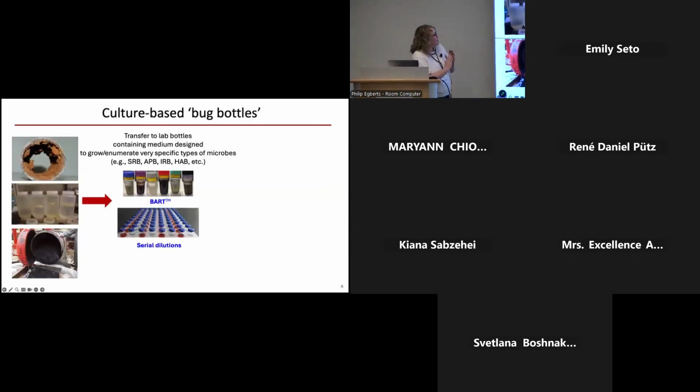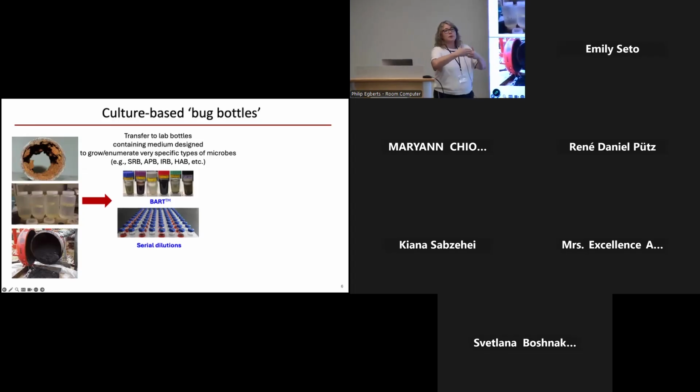Okay. So first, we can look at these culture-based bug bottles. Essentially what you're doing is taking some kind of environmental sample and putting it into liquid media that has been designed to culture certain types of microorganisms. So sulfate reducers, acid producers, iron-related bacteria, heterotrophic aerobic bacteria. There's all kinds of groups that these types of bug bottles have been designed for.